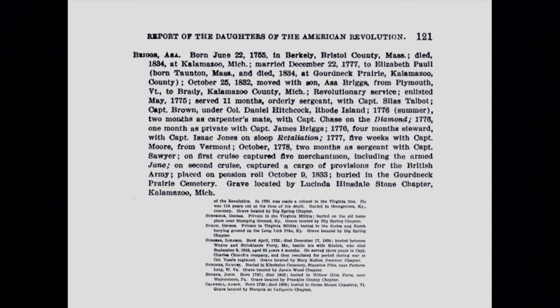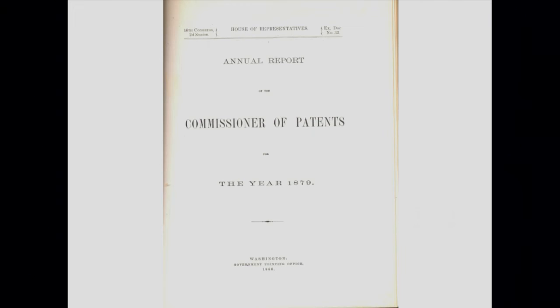that's provided here. We have information on Asa Briggs, who was married in December of 1777 to Elizabeth Paul. It gives her birth date and death date. We learned that he served 11 months as an orderly sergeant, 2 months as a carpenter's mate on the various ships, 5 months with Captain Moore from Vermont, etc. That he died in October of 1833, and that he's buried in the Gordon Prairie Cemetery. So, again, just a wealth of information, the sort of thing that you wouldn't necessarily expect to find in a government publication from this private organization.